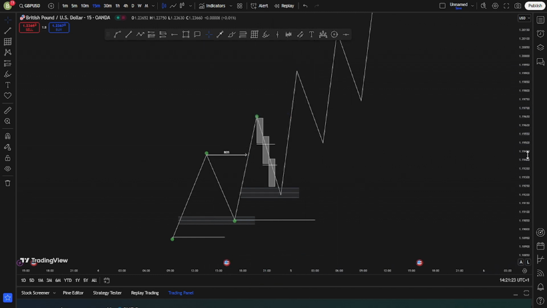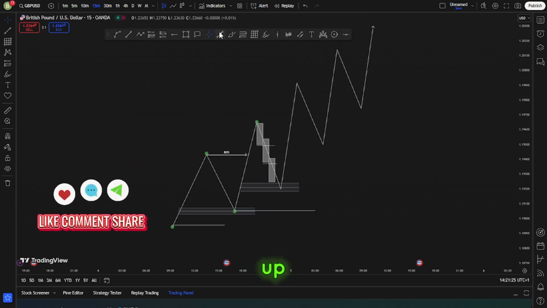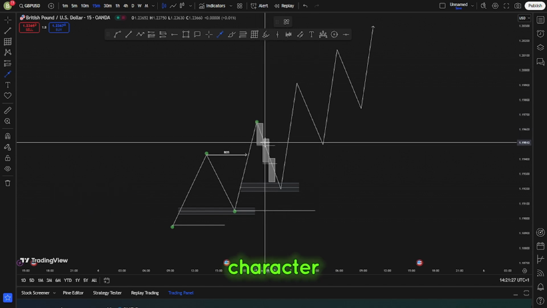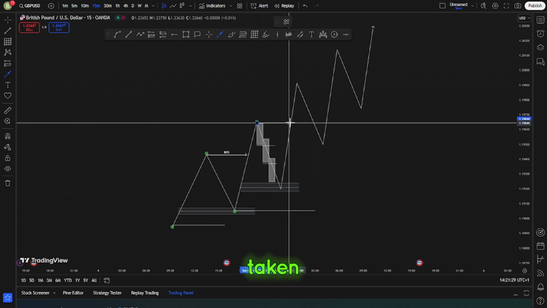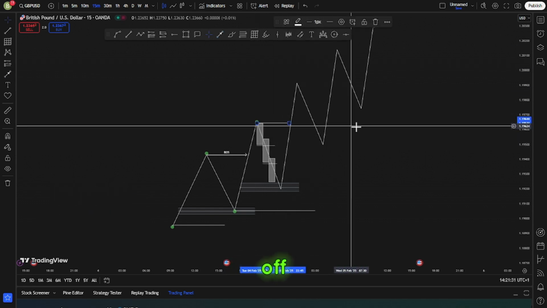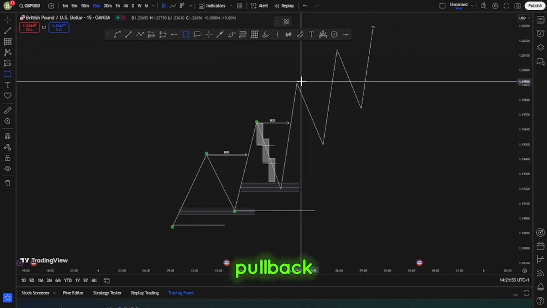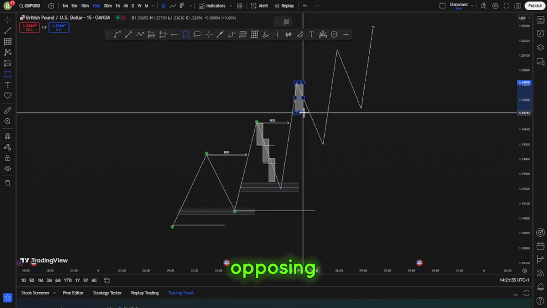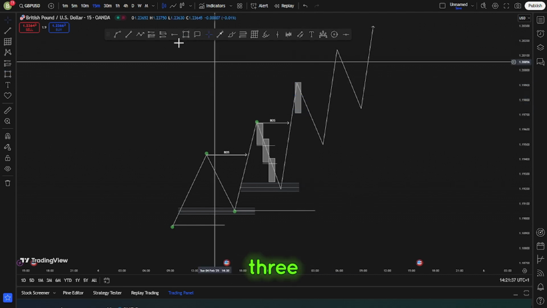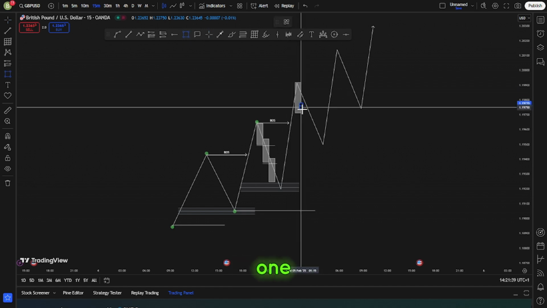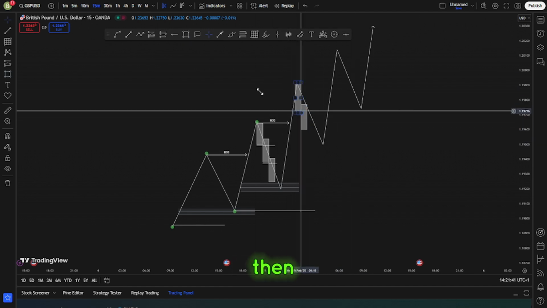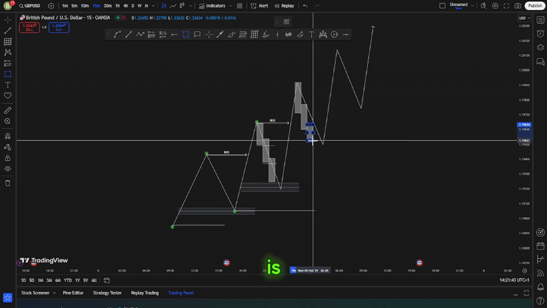And then the movement goes on up until we get a change of character. The previous high gets taken out with a new break of structure. You wait for the pullback that we talked about. 3 opposing candles, guys. Let's say the first one, the second one, then you have the third one. So that is your pullback.